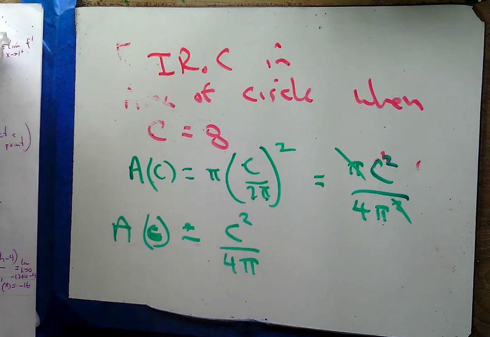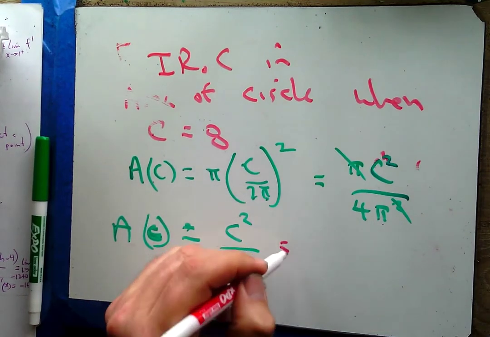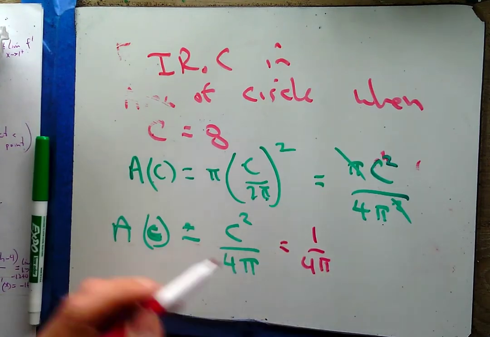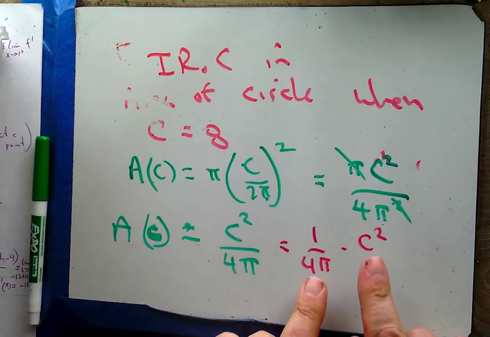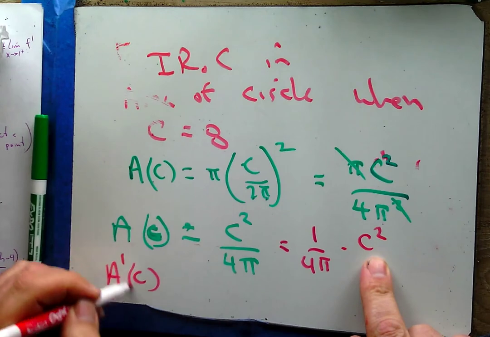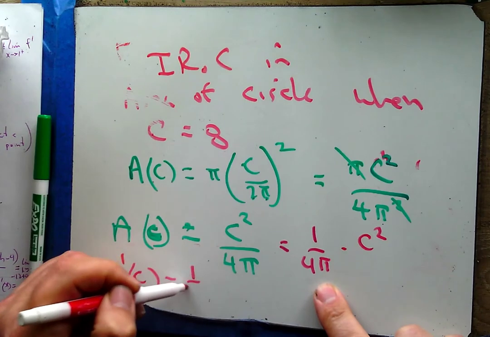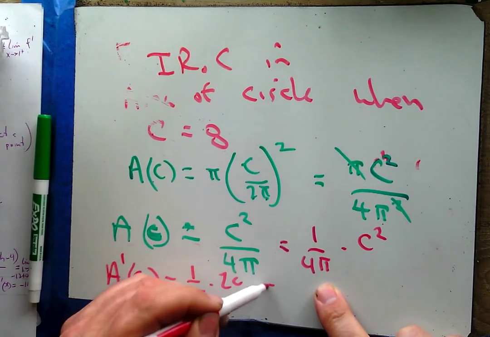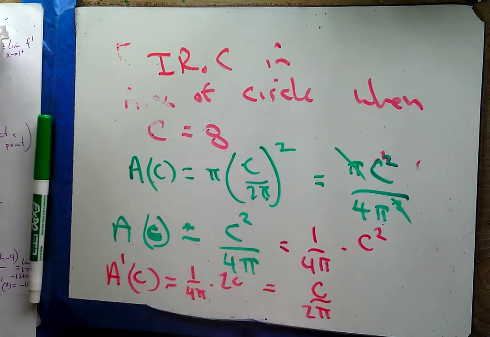Now, I have a lot of students who want to use quotient rule here. But remember, your middle school math teacher said this can be written like that. Much easier than using the quotient rule here is just to realize that you're looking at a constant times the function. And so when you take the derivative of that function, you're going to have 2c times that constant. 1 over 4 pi times 2c. The 2's cancel, and we get c over 2 pi. And that's A prime of c.